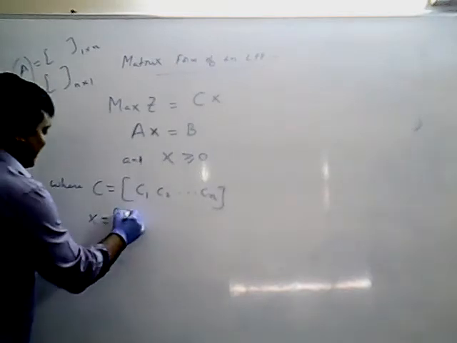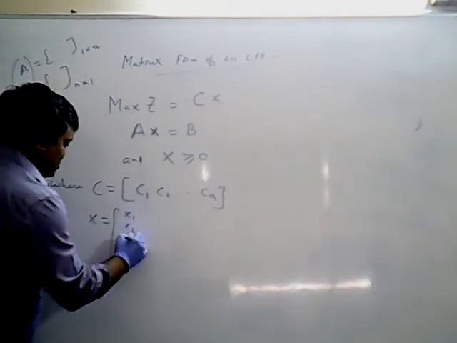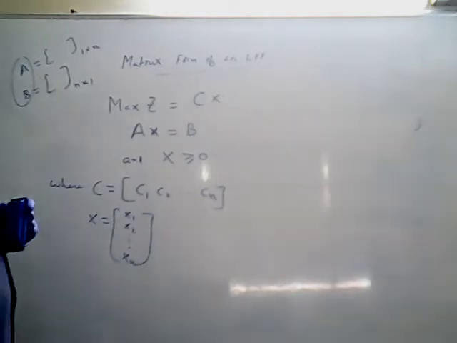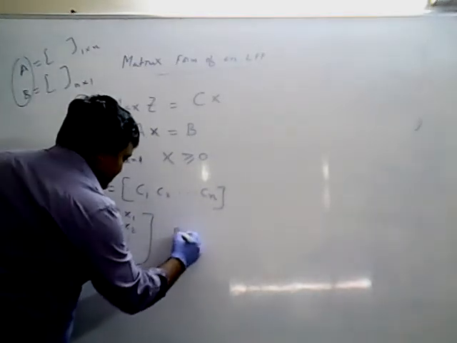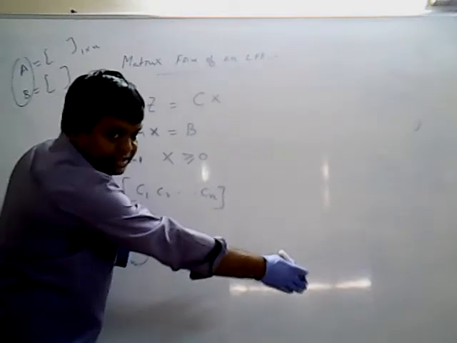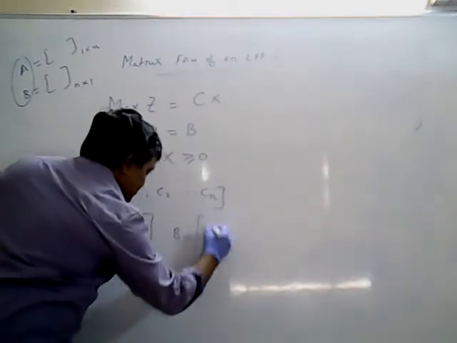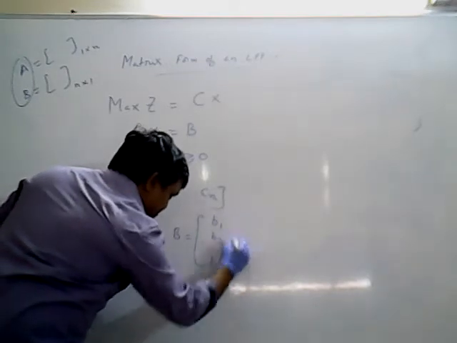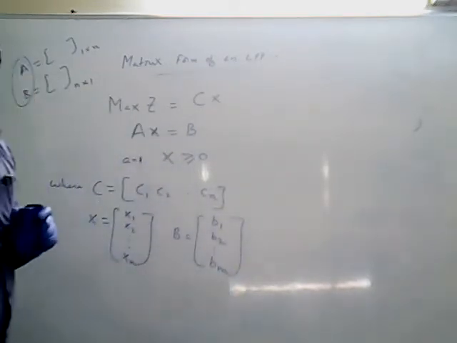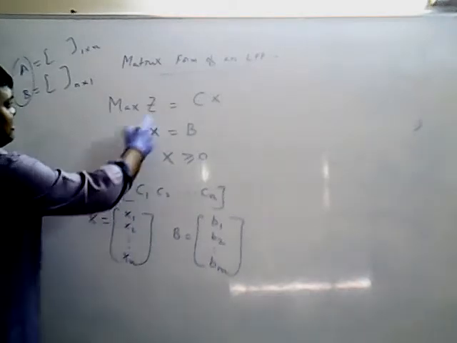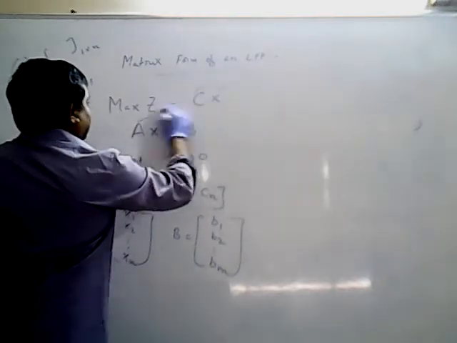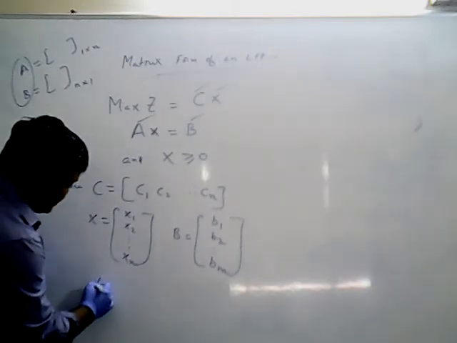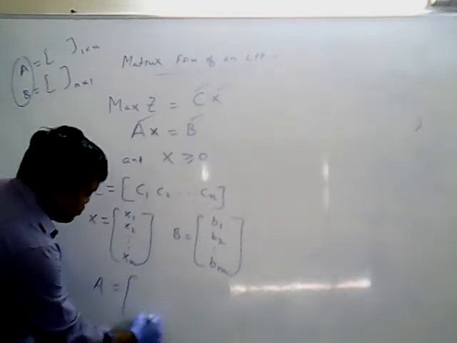That means what is that? X1, how many variables are there? X2, so on, Xn. Next, B is also a column matrix because we have written B1, B2, so on, Bm. So B is also a column matrix: B1, B2, so on, Bm. Now C is completed, X is completed, and B is completed. A is not completed, so we can write down the A matrix. A is nothing but the coefficient matrix.